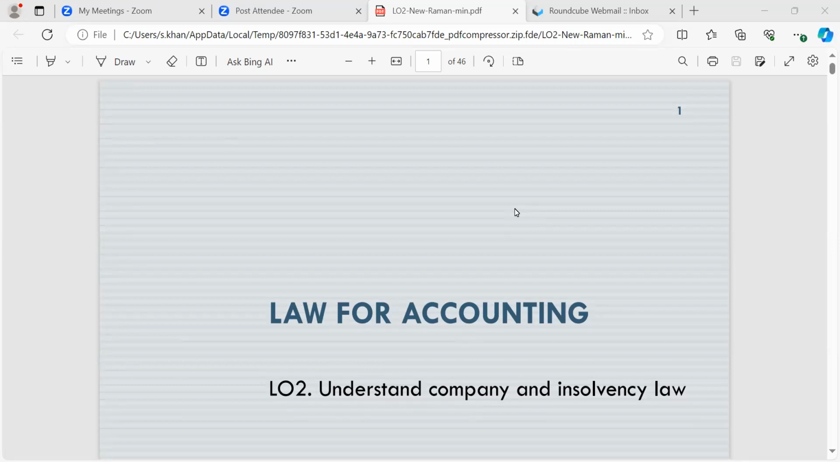Today's session is on law for accounting. My name is Shazia Khan. The learning outcome we're going to do today is to understand company and insolvency law.